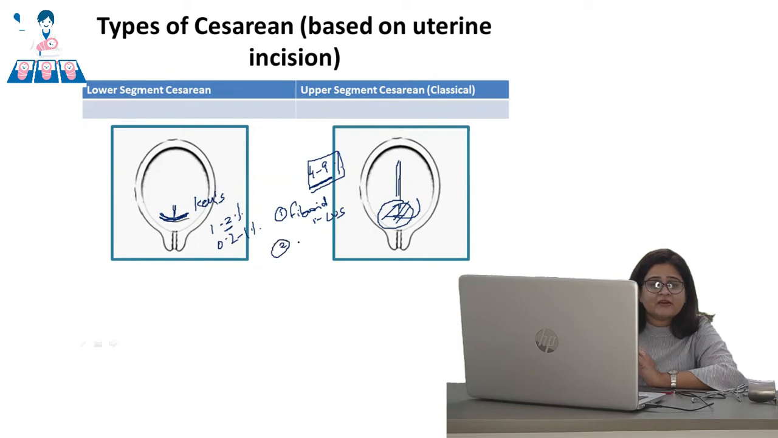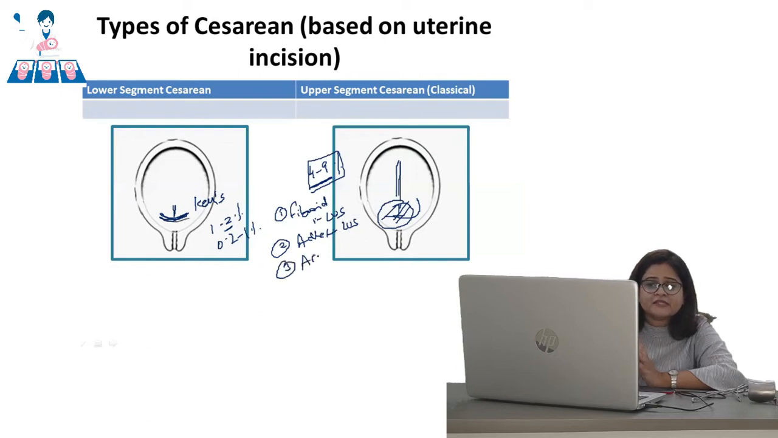Secondly, we can have adhesions, so dense adhesions in the lower uterine segment. Say she's had previous multiple cesareans or multiple pelvic surgeries, and if there are many adhesions, you may end up injuring adjoining structures like the bladder.